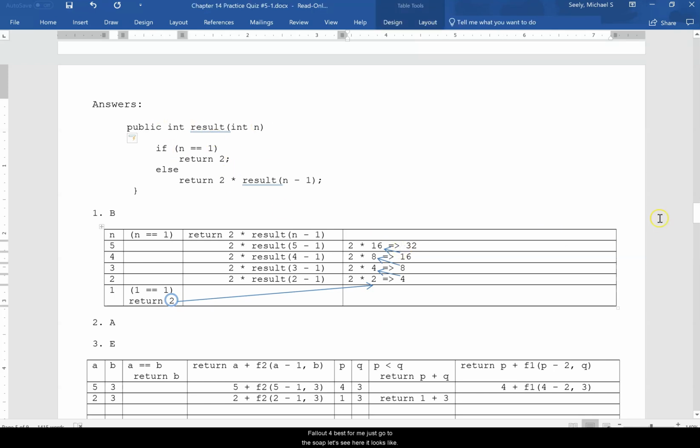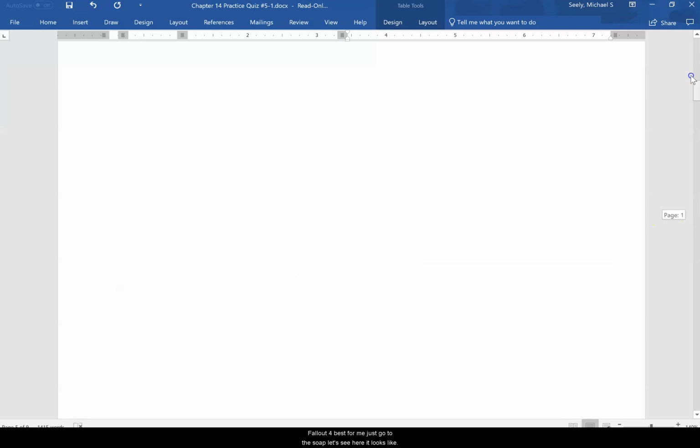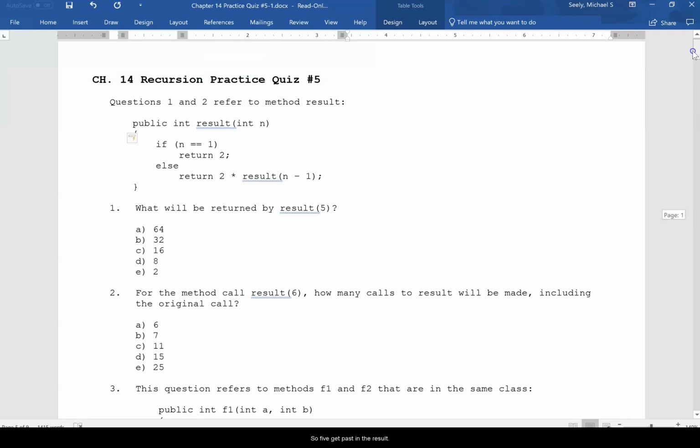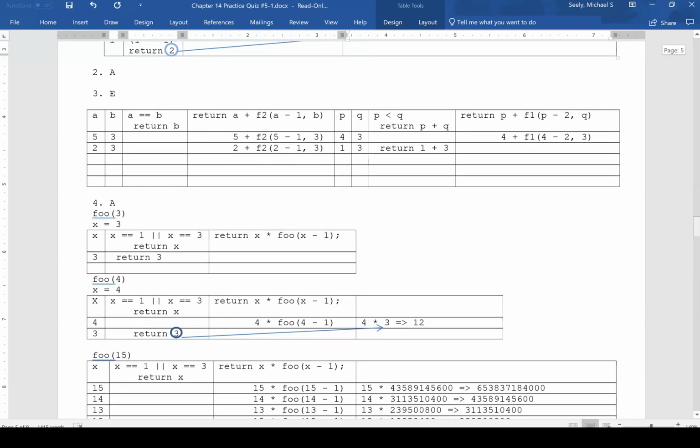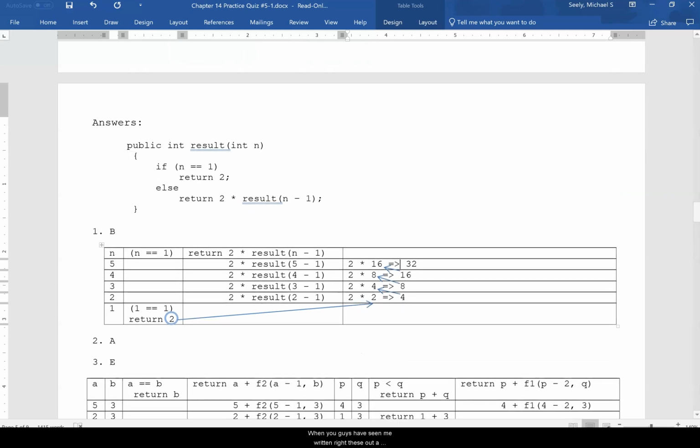So, let's see here. It looks like 5 gets passed into result. And you guys have seen me write these out a bunch. So anyway, I've got, if n is 1, then return 2. Else, return 2 times result n minus 1. So n is 5. N is not equal to 1, so we would do 2 times the result of 5 minus 1, which gives us 4.